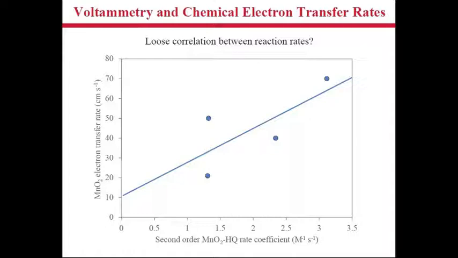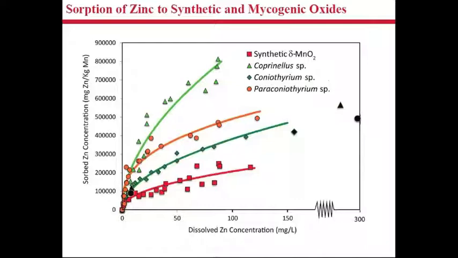So maybe this says there's some difference between the edges and the holes, and maybe one affects the chemistry more than the other. So what we did to try to study that, and as an attempt to study things in a more complicated way, is we tried to study how metal adsorption affects our redox chemistry. And as a bonus, we get to understand how these manganese oxides adsorb different metals.